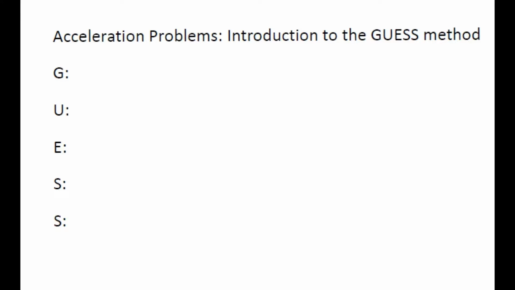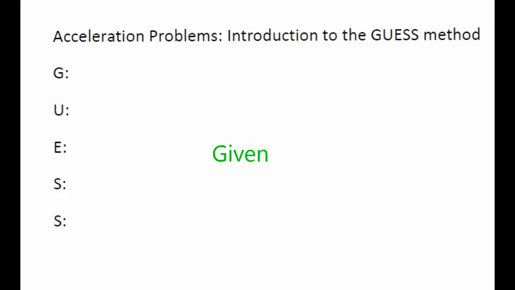In this tutorial, we're going to be doing some acceleration problems where I give you distance and time, and we're going to be using distance and time to calculate what the acceleration is. We're going to use the GUESS method in order to do the problem solving, and with that, let's look at what each one of the letters means in the GUESS method.